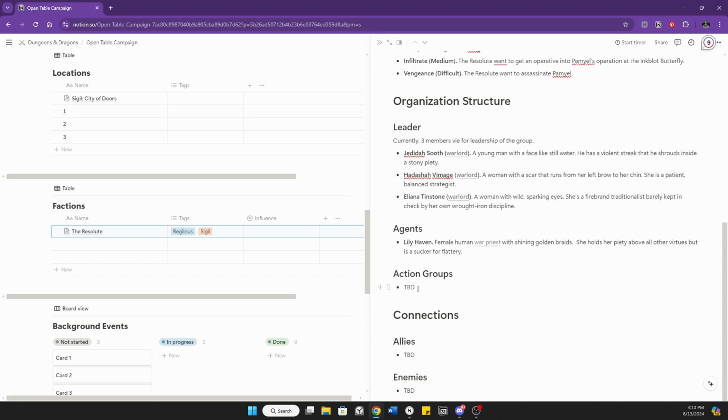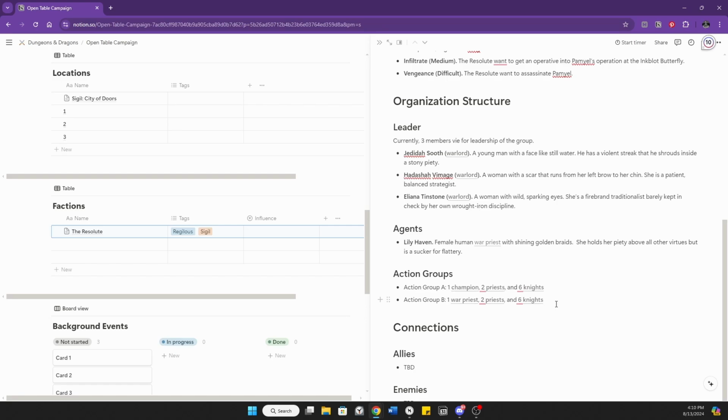So action groups are more of a combat encounter on the fly kind of prep thing. And so you don't need too many of these, but effectively it's a response team. When you're making these factions, there's always the possibility that your characters are going to zig when you thought they were going to zag.